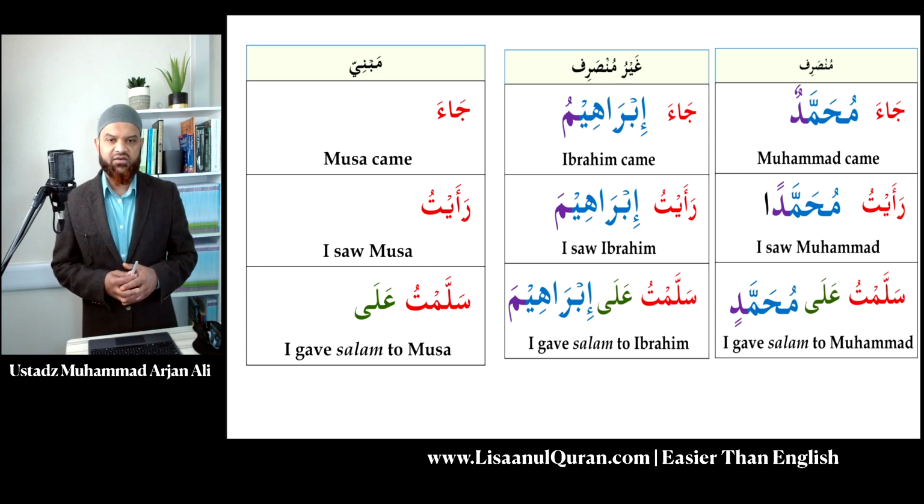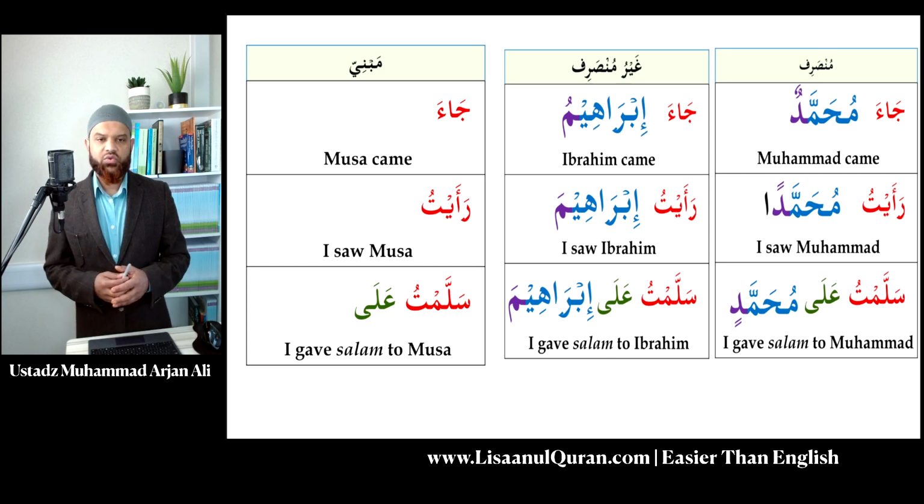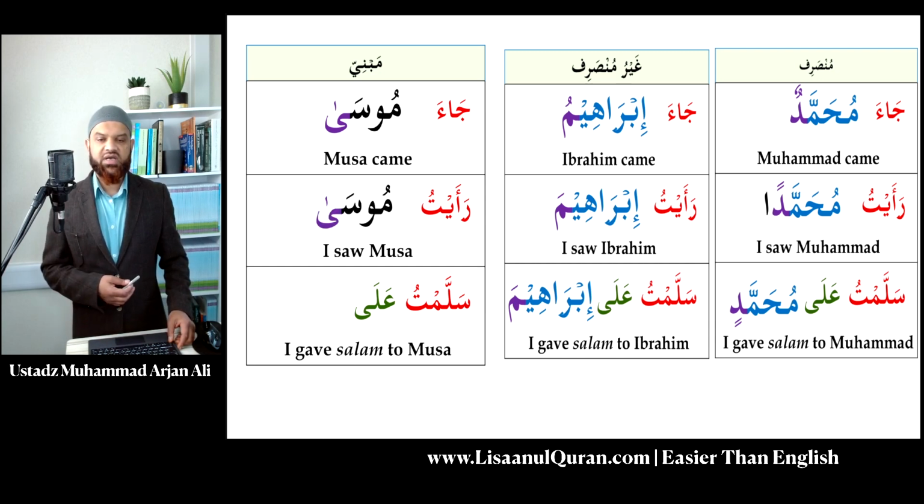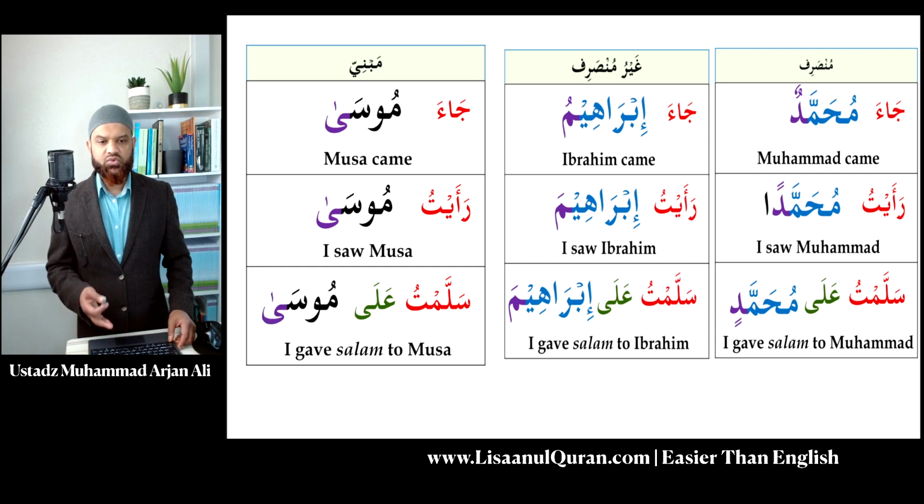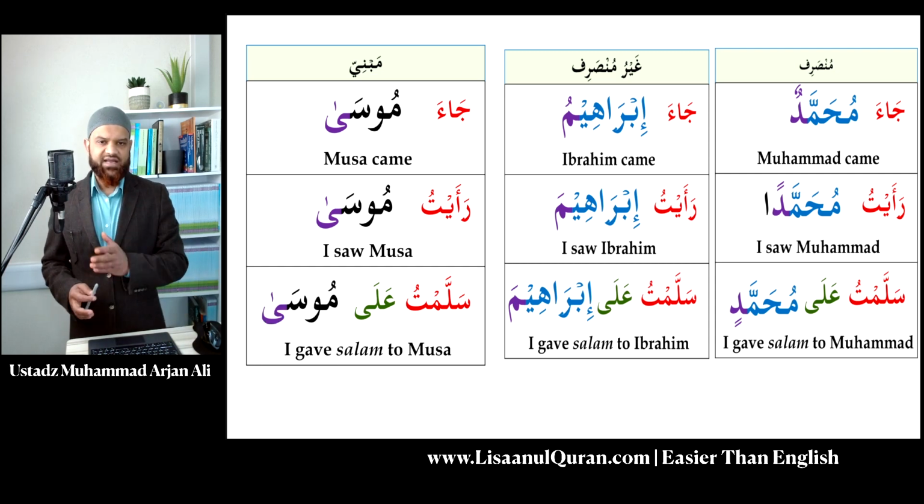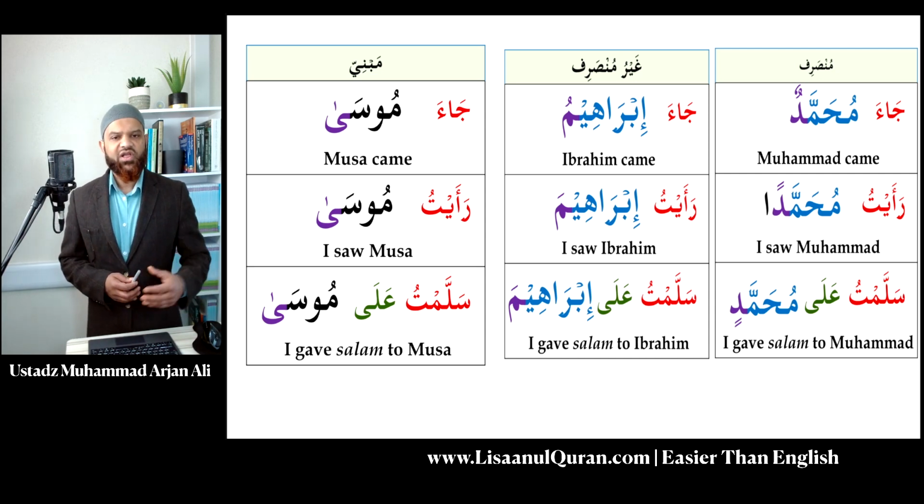And lastly, we have an example with Musa. So if we want to say Musa came, I will say Ja'a Musa. I saw Musa, Ra'aytu Musa. I gave salam to Musa, Sallamtu ala Musa. Again, you can see there is no change at all at the end. How do you know what the statuses are? Well, in this example, we will know through the context.